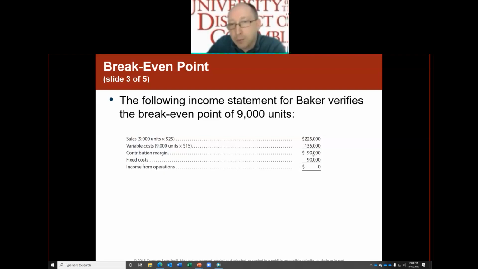If your contribution margin is the exact same as your fixed costs, you have broken even. That's the idea behind break even, that we're covering all of our fixed costs. So when your contribution margin is the same as your fixed costs, you broke even. That means your income from operations is 0. When it's 0, that means you broke even.